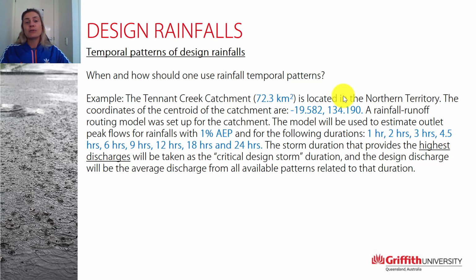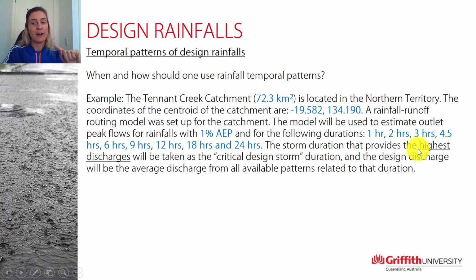Now, when and how should one use rainfall temporal patterns? I think it's better to explain this question by showing you this example. So let's consider a creek, which is located in the Northern Territory, and the catchment of this creek is 72.3 square kilometers. The coordinates of the centroid of the catchment are these ones. A rainfall runoff model was set up for the catchment. That means a model that transforms rainfall into runoff. The model will be used to estimate outlet peak flows for rainfalls with 1% AEP and for the following durations: 1 hour, 2 hours, 3 hours, 4.5, and up to 24 hours.